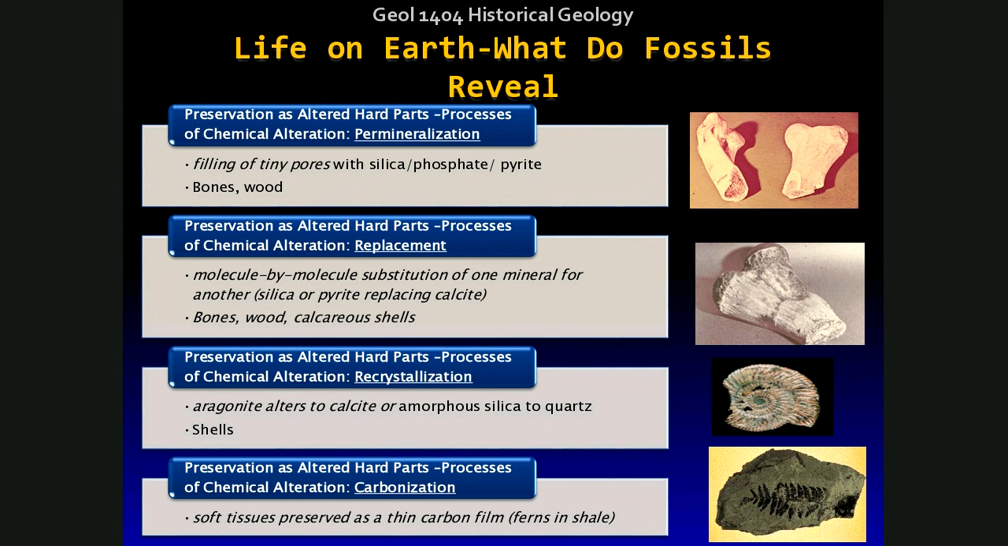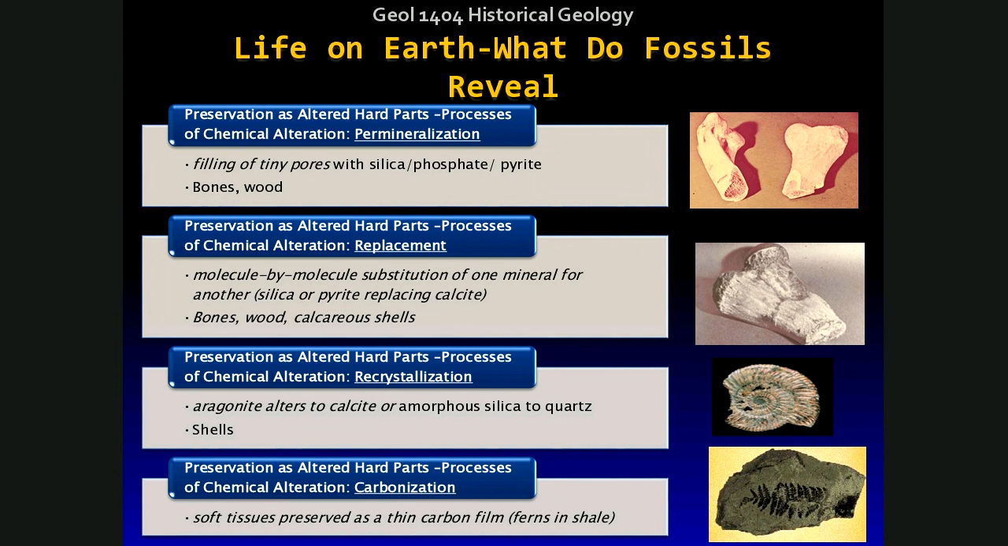Another process that can accomplish the alteration of hard parts is replacement. Here, one mineral replaces another, and this can happen at molecule by molecule scale, so at a very minute scale. As a result, original structures and textural features can get preserved. So that's replacement. And usually silica or pyrite are seen replacing the original material that can be calcite.